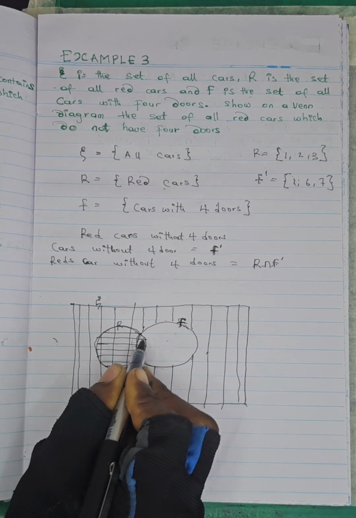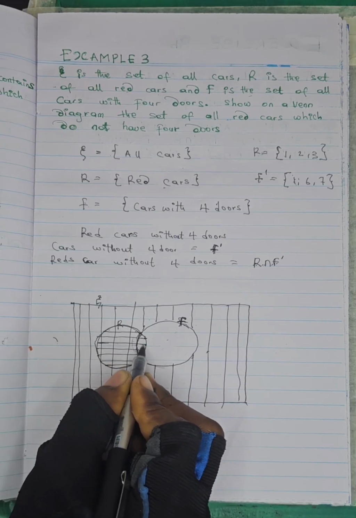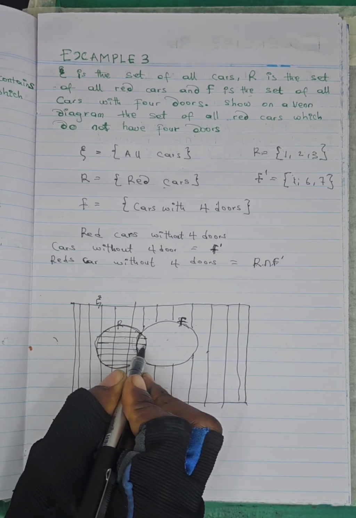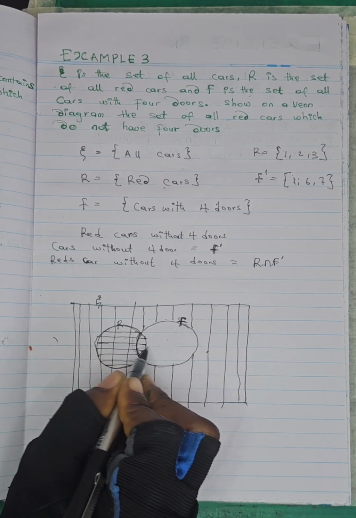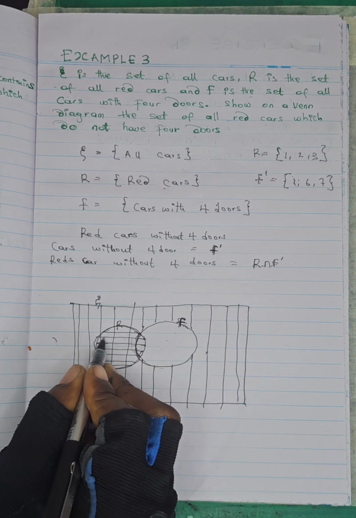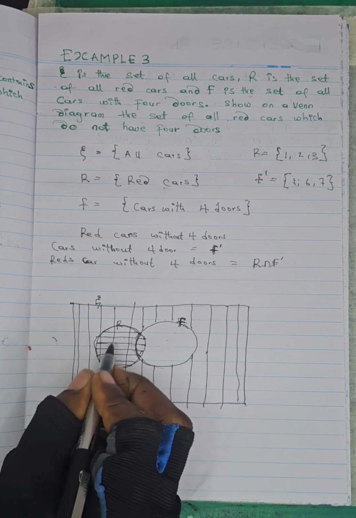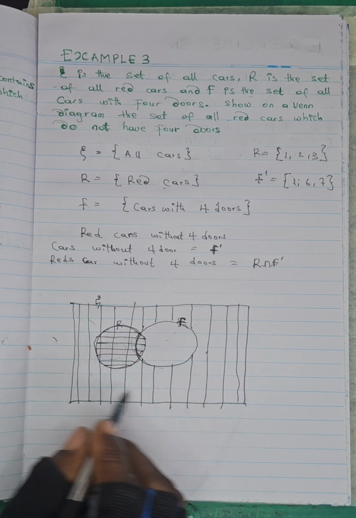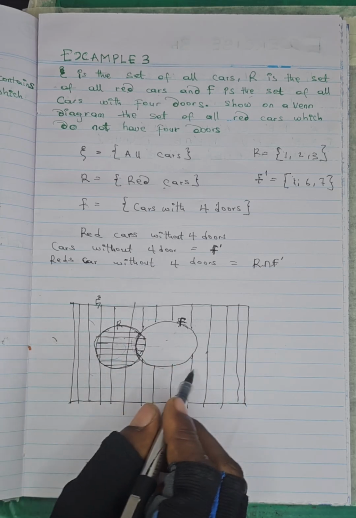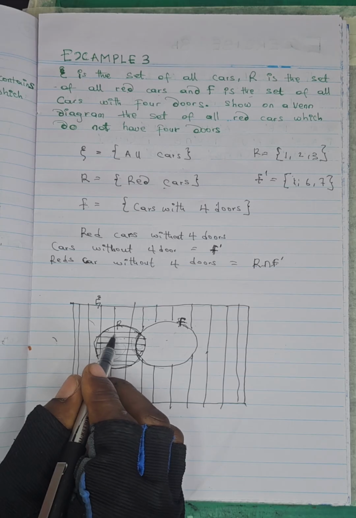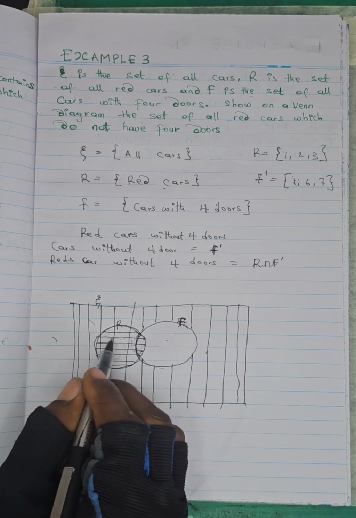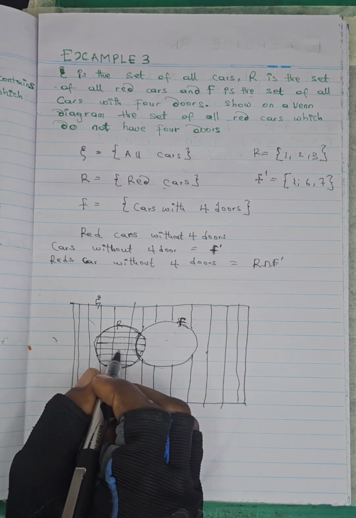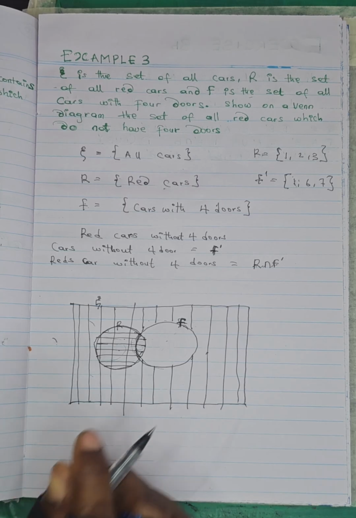This circle has a part chopped off, because inside the intersection of R and F we also have cars with 4 doors, so we are avoiding it. Our answer is simply where we have horizontal and vertical lines crossing, and that is only inside this place. Here is only a vertical line alone, which represents all cars without 4 doors. But here is both horizontal and vertical, which means all cars without 4 doors that are also red in color. I just hope we understand this.